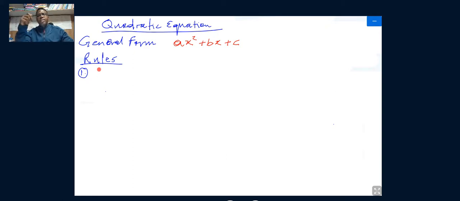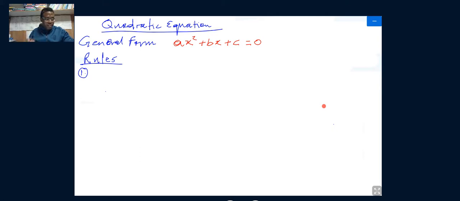we have to make this equation homogeneous. An equation is characterized by having an equal sign. Rule number 1. The quadratic equation must be equal to 0.